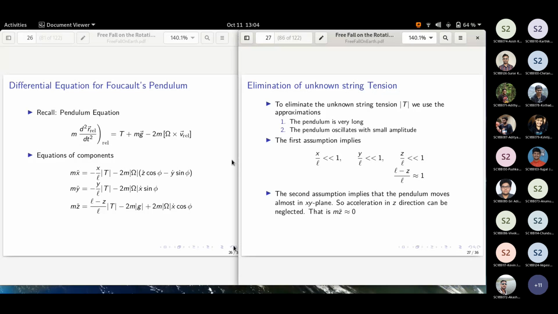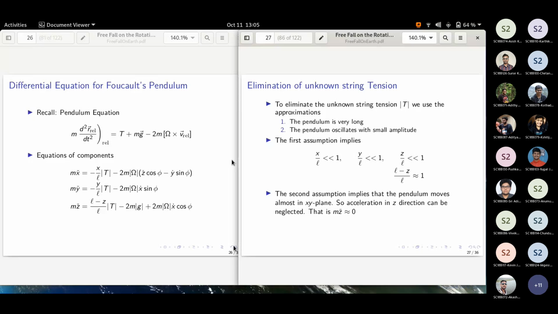So therefore, you have L by L, which is equivalent to L minus z by L. The second assumption indicates that it oscillates with small amplitude, meaning it is not moving along the z plane, so z, the height by which it increases. You imagine you have a 10 or 20 meter long pendulum, and you are just oscillating by a few centimeters along the x and y plane. So for us, x and y plane oscillations are important. However, along the height, the variation is going to be significantly low. So therefore, we can assume that m z double dot is 0.